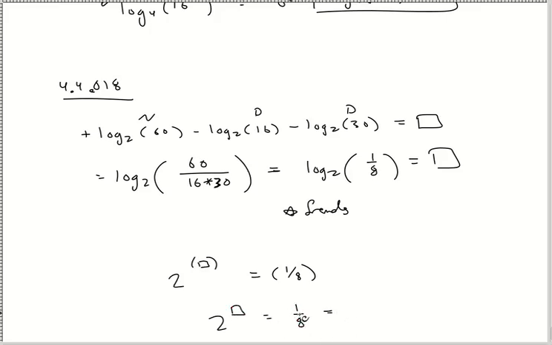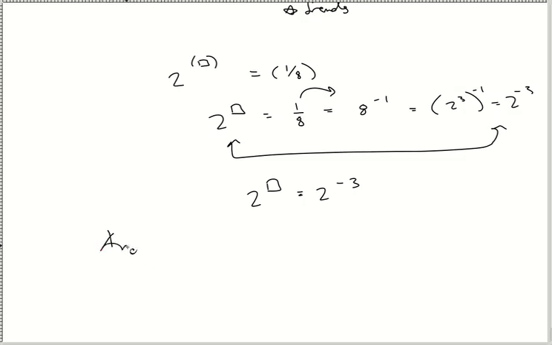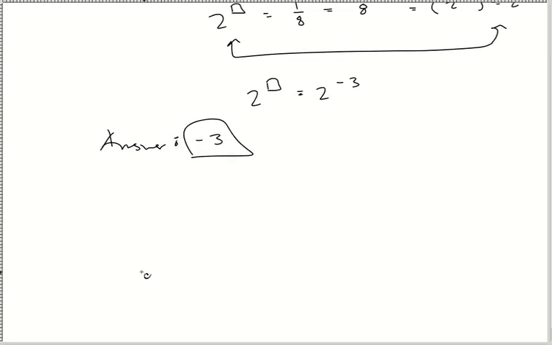And so I'm going to rewrite this 1/8 as 8 to the negative 1 power. I know the 8 is 2 cubed. And then you can merge those two powers together. Powers of powers multiply. Do you see the connection now? So it's 2 to the box equals 2 to negative 3. So, of course, what's my answer for all this? Here's my final answer. Negative 3. There we go.